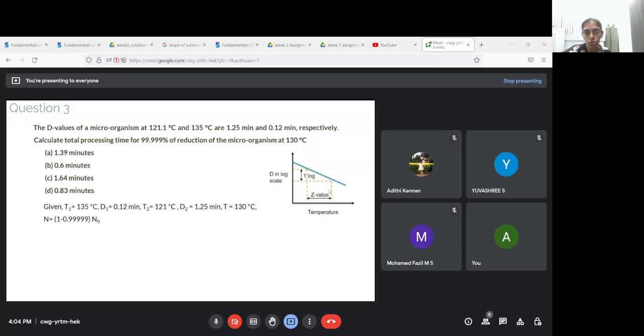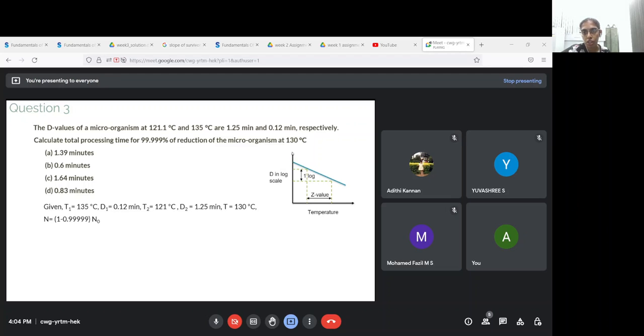So the Z value is the temperature difference that it takes to reduce the D by 1/10. D is the time that it takes to reduce the number of cells by 1/10, whereas Z value is the temperature that it takes to reduce the D by 1/10.